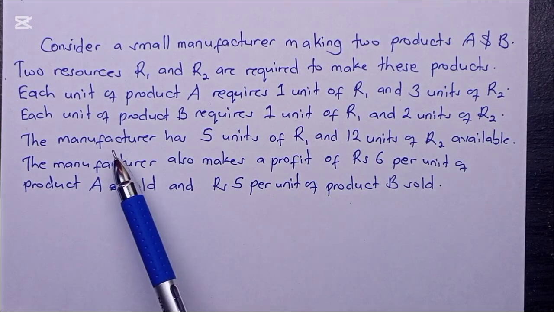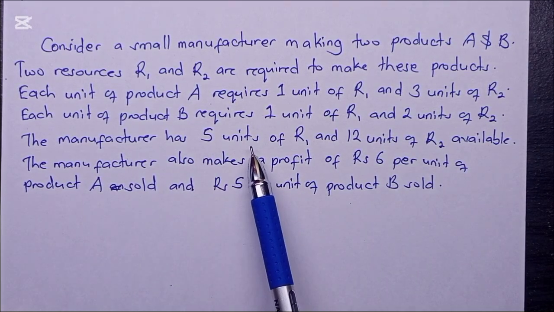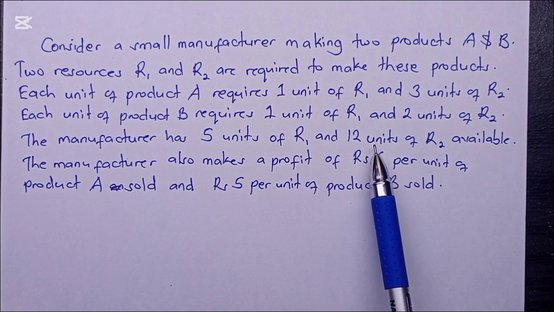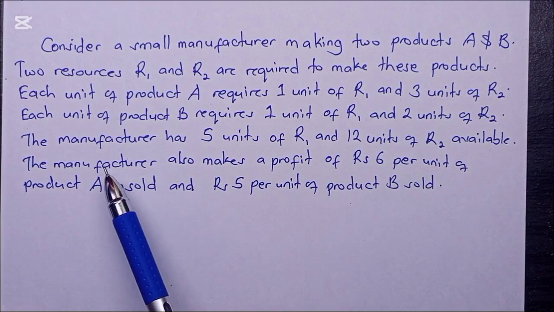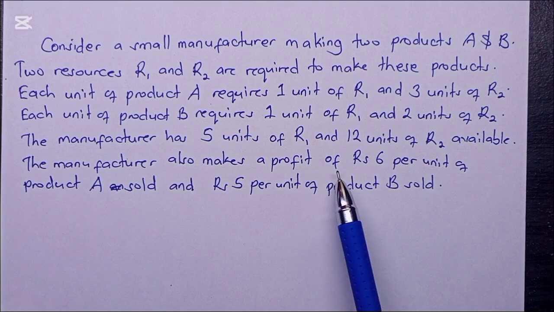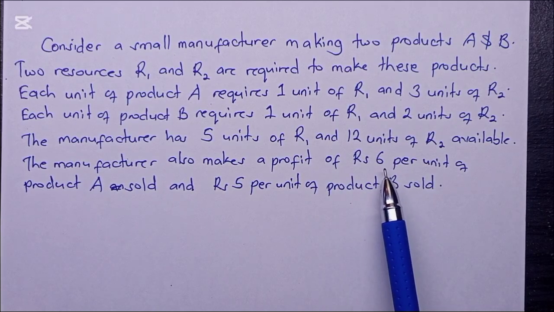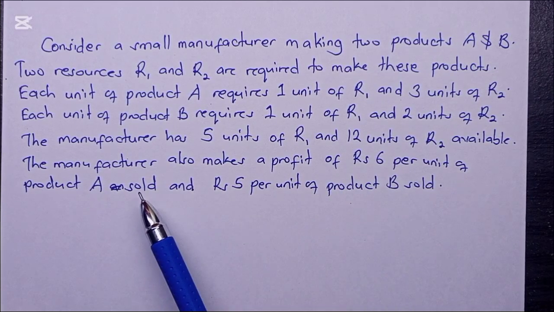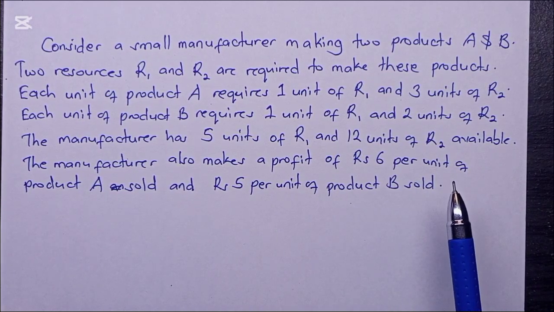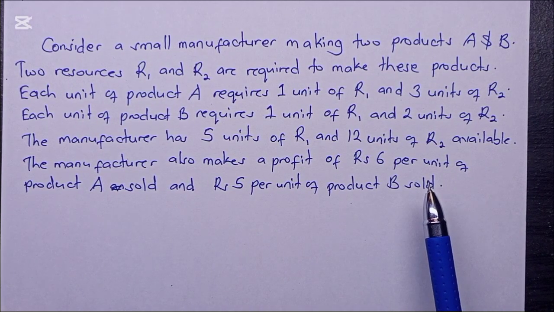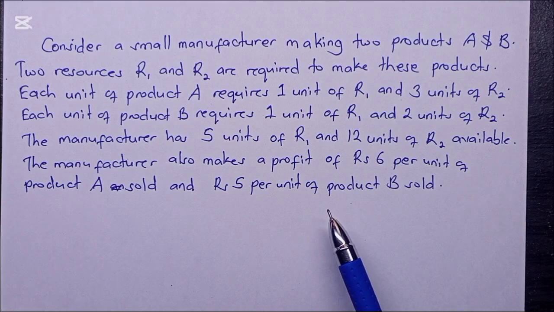The manufacturer has 5 units of resource 1 and 12 units of resource 2 available. The manufacturer also makes a profit of rupees 6 per unit of product A sold and rupees 5 per unit of product B sold. So now they want us to formulate the linear programming function or problem.